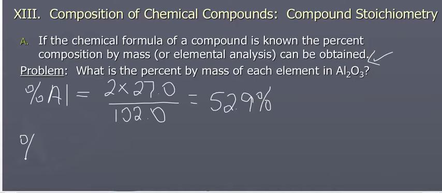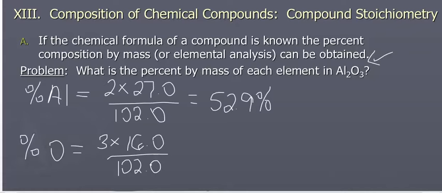Percent oxygen, I'm going to find similarly, we have 3 oxygen, so I'm going to take 3 times the mass of oxygen from the periodic table, which is 16. We're still going to divide by the total mass, which is the 102, and multiply by 100. And that's going to give you the percent by mass oxygen. And 52.9 plus the 47.1, it should add up to 100% because there's only 2 elements in that compound.